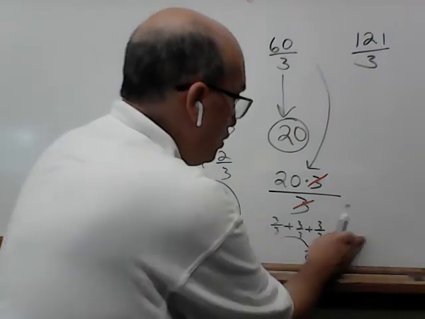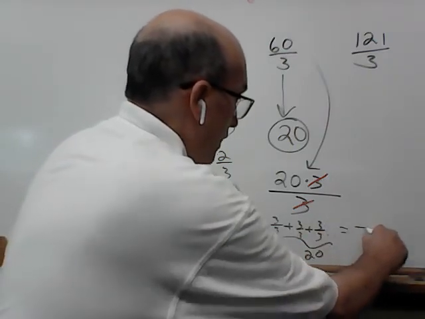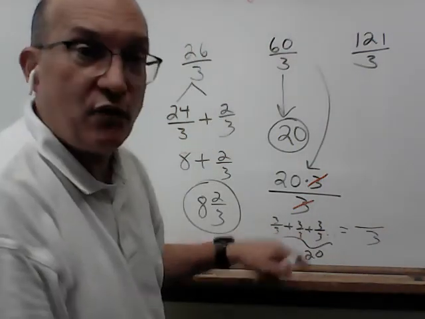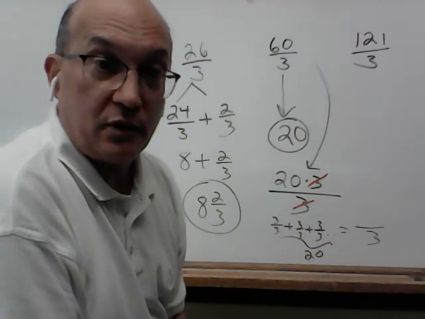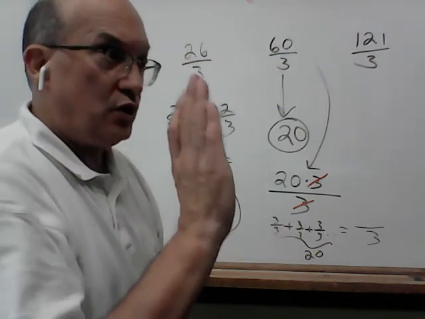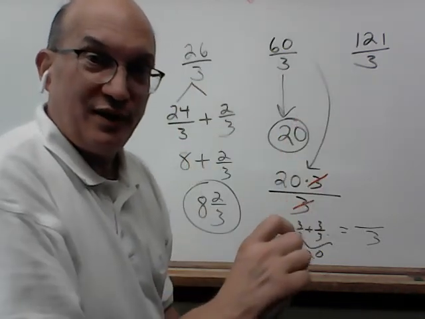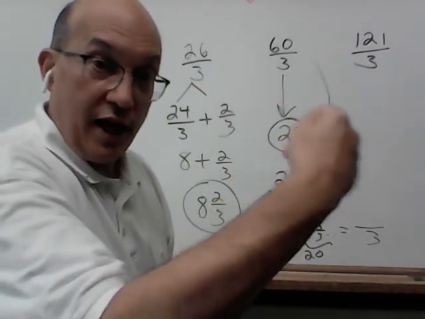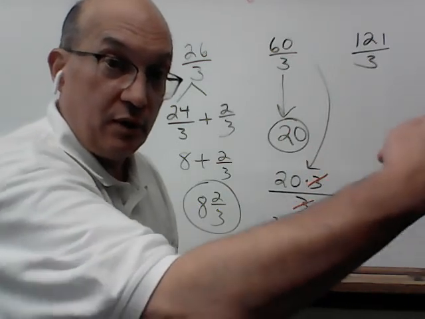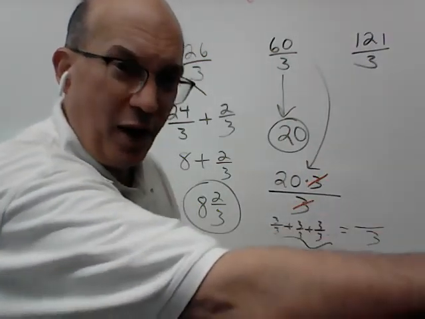But what would the numerator be? The denominator is going to be 3. We never add the denominators. So just imagine you're adding 20 3/3s. And so you're going to add the numerators, 3 plus 3 plus 3 plus 3. And there are going to be 20 of them.